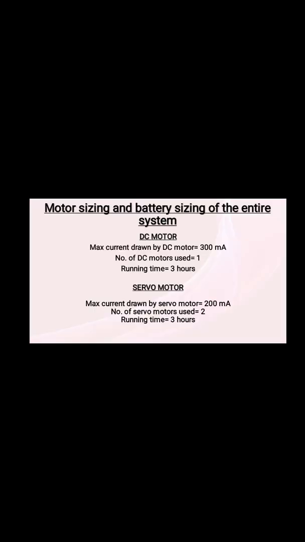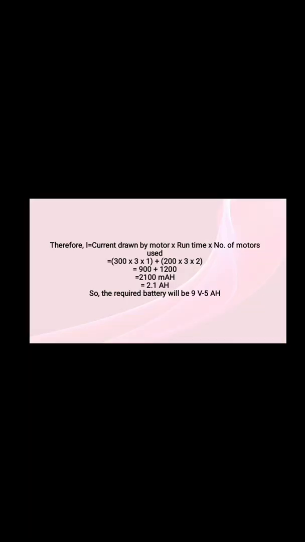Motor sizing and battery sizing of the entire system. DC motor max current drawn is 300 milliamps. Max current drawn by servo motor is 200 milliamps. Number of DC motors required is 1. Number of servo motors required is 2. Running time is 3 hours. Therefore, I equals current drawn by motor times run time times number of motors used. So the specifications of the required battery will be 9 volt with 5 ampere hour capacity.